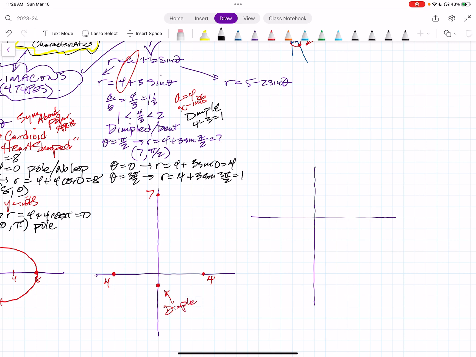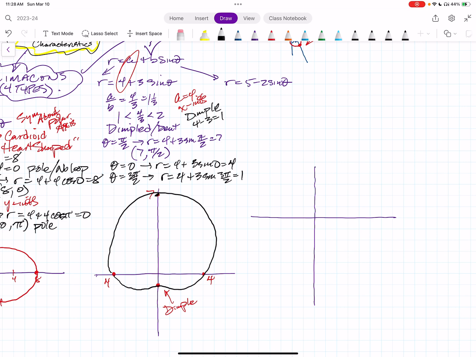Now let's graph the puppy here. So here we go. Well, I kind of missed that point. It should go right through there. Okay, and there you go.